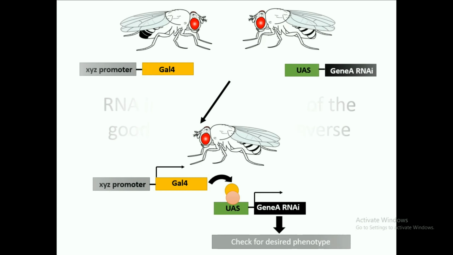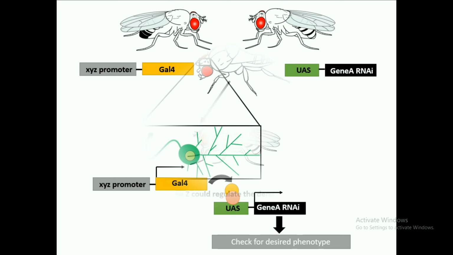Now, in Drosophila, using the GAL4-UAS system, one can achieve RNAi. People can use a specific tissue-specific promoter to express GAL4, and people have a battery of RNAi lines for different genes. Using this combination, people can achieve RNAi against specific genes.